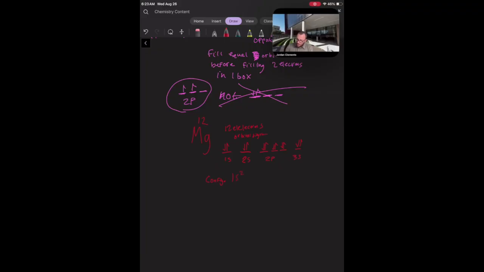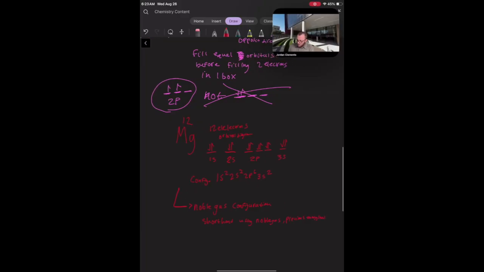Configuration would be 1s2, 2s2, 2p6, 3s2. And maybe you're thinking this is a lot to write. It is. So we have something called the noble gas configuration, which is kind of like a shorthand using the noble gas in the previous energy level or period.